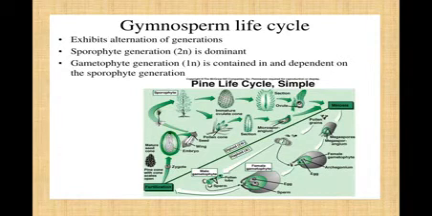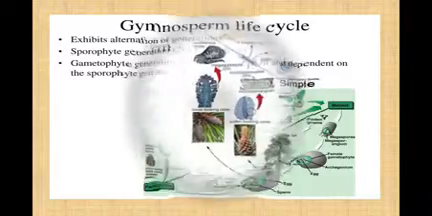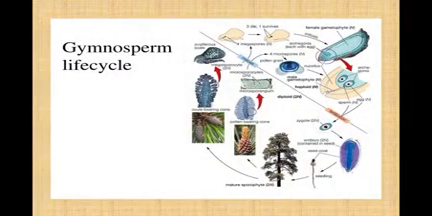As you can see below, the simple pine life cycle in the diagram. So here is the life cycle of gymnosperm. This diagram shows the alternation of generations of diploid sporophyte with the haploid gametophyte generations.